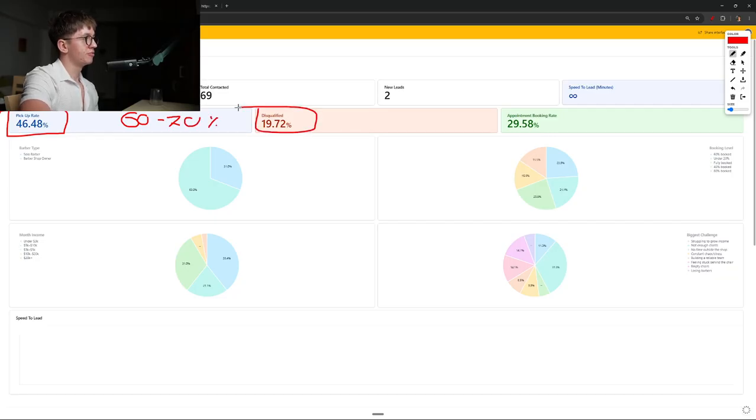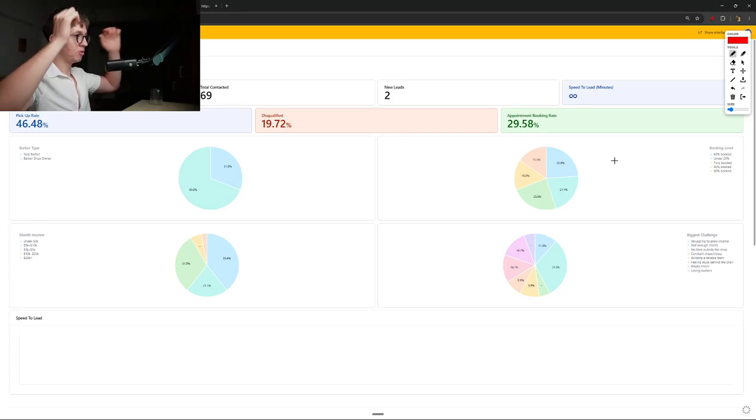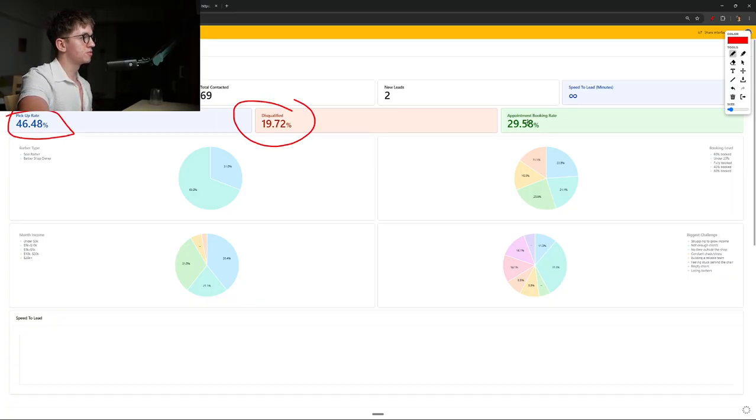Then the disqualified rate is high. We should really get that down. The appointment booking rate is insane. Like, I have nothing to say with that. And so when you're now thinking about these details, you're like, okay, it's clear. We need to solve these. We need to solve the pickup rate. We need to solve the disqualified rate.